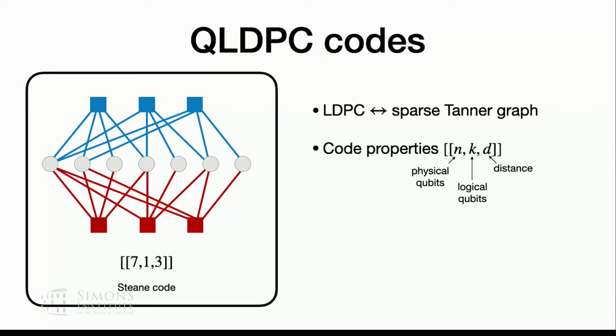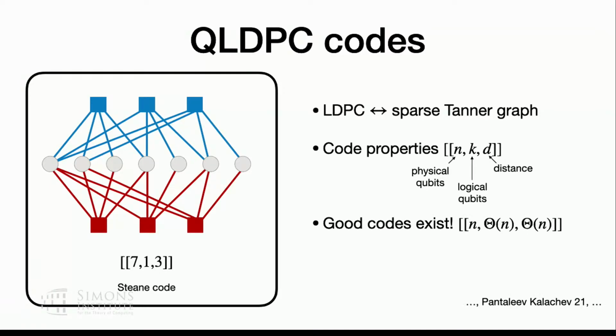It's easy to see why you have 1 encoded qubit, because you have sort of 6 checks on 7 qubits. Seeing the distance is a little bit more tricky. Okay, and now here's the first point.